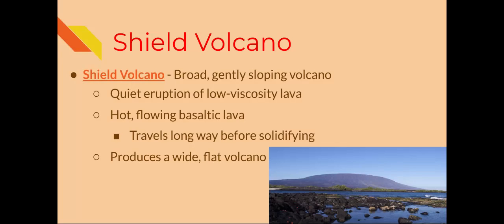They're going to result from quiet eruptions of low viscosity lava. And they're going to have hot flowing basaltic lava, which can travel long distances before solidifying. It produces a wide, flat volcano, and that's what the picture is right here. So they don't have a cone at the top. It's more just a broad, low, not very high volcano.